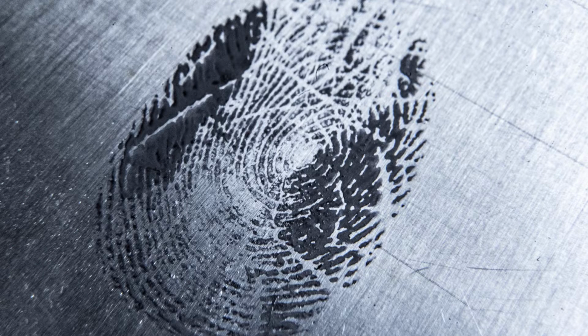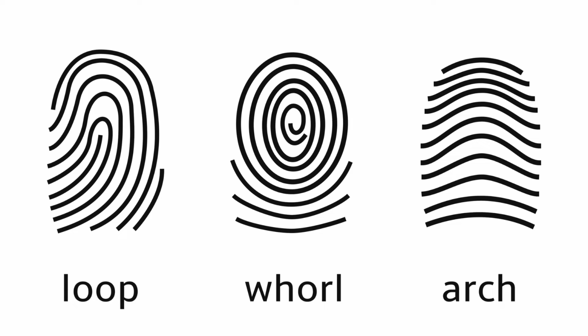Fingerprint patterns. The ridges on our fingertips form distinct patterns that are unique to each person. There are 3 main types of fingerprint patterns: loops, whorls and arches. Loops have one or more ridges that enter from one side of the fingerprint and exit from the same side. Whorls have circular or spiral patterns. Arches have ridges that enter from one side and exit from the other side without forming a loop or whorl.